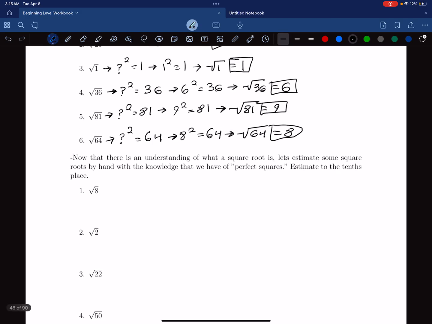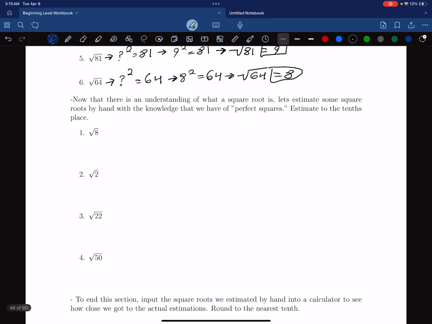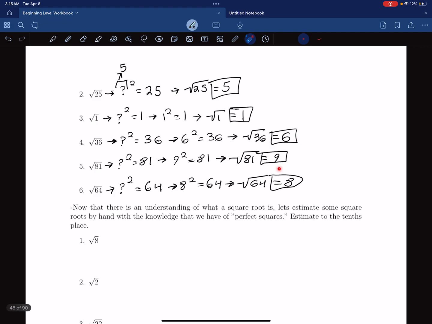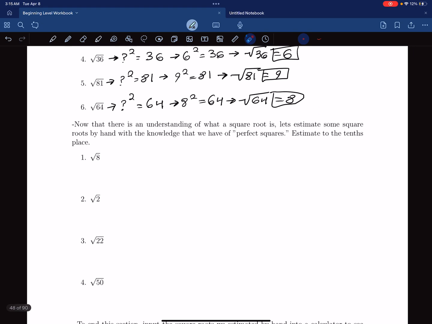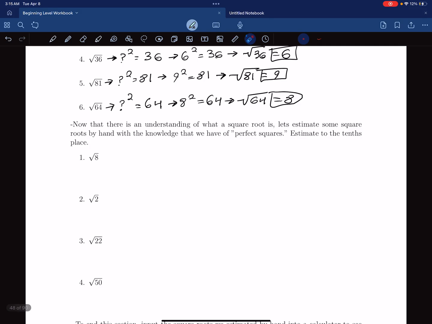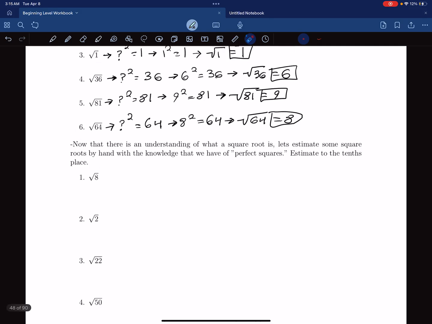Okay. So now that we have worked through those problems, one thing that I'm introducing as well in this section is that not every square root will have a perfect number like we did in this section above. So let's first off use our knowledge from this section above to estimate some square roots by hand. So what we did above are examples of what's known as perfect squares.